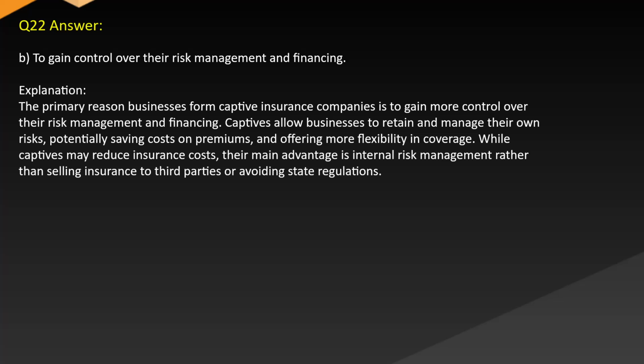Answer: B. To gain control over their risk management and financing. Explanation: The primary reason businesses form captive insurance companies is to gain more control over their risk management and financing. Captives allow businesses to retain and manage their own risks, potentially saving costs on premiums and offering more flexibility in coverage. While captives may reduce insurance costs, their main advantage is internal risk management rather than selling insurance to third parties or avoiding state regulations.